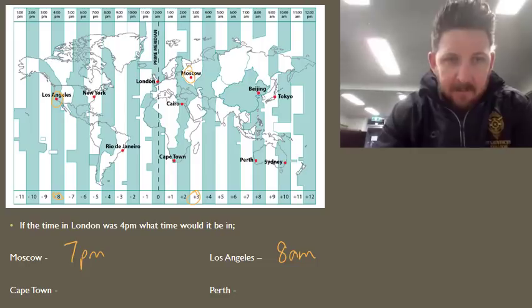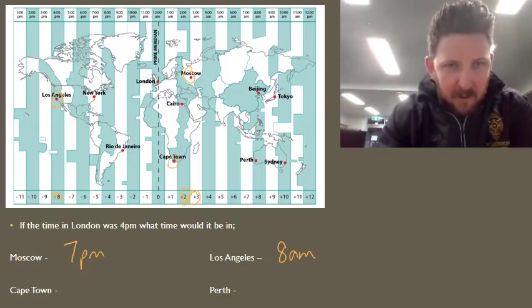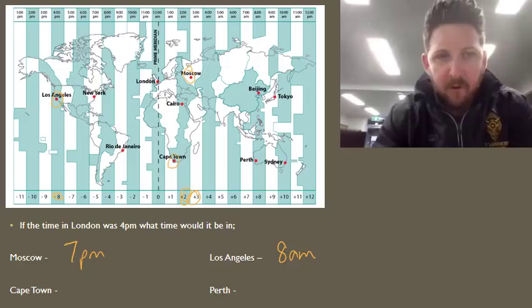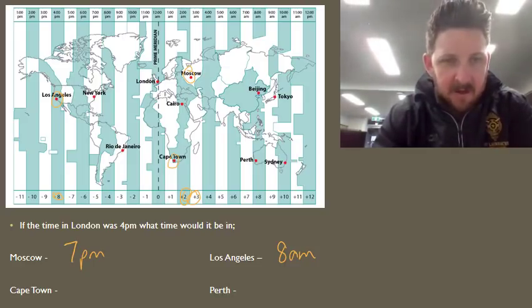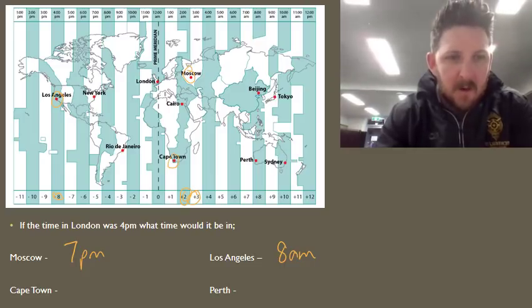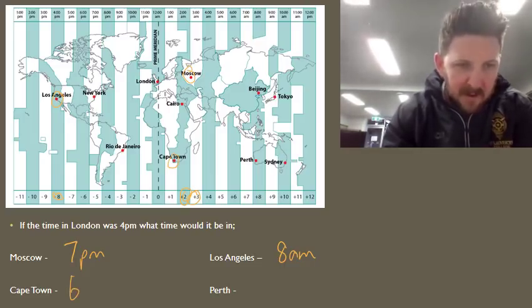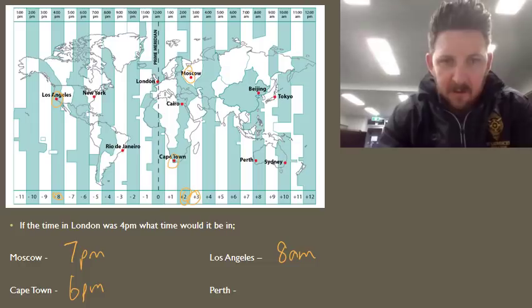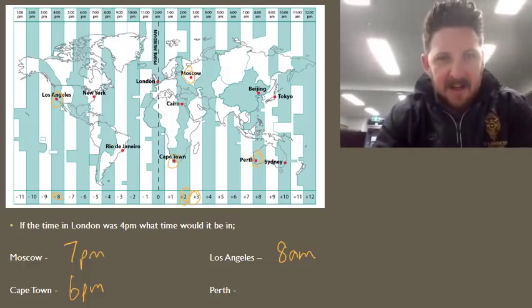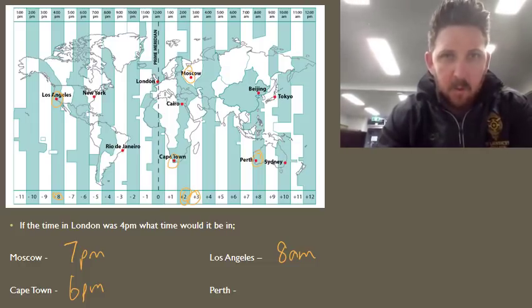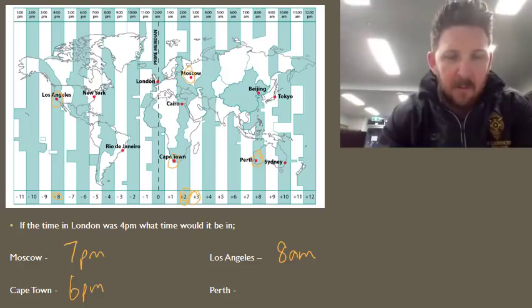Cape Town, let's find Cape Town. Oh, here it is. Here's an easy one. Oh, hang on. This is a tricky one. It looks like it lies in the +1, but it's actually in a blue zone, so it must be +2. That's one of those special ones I talked about before, that the time zone is not exactly straight. So if we go +2, we would go 4 p.m. +2 is 6 p.m. And the last one here is Perth. It says +8. So 4 + 8 is 12. So it would be 12 p.m.